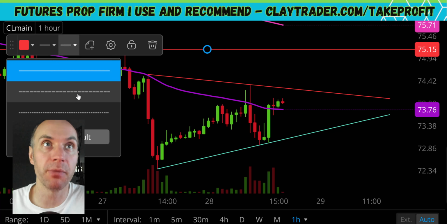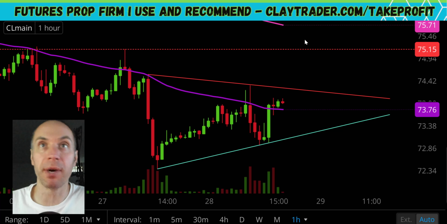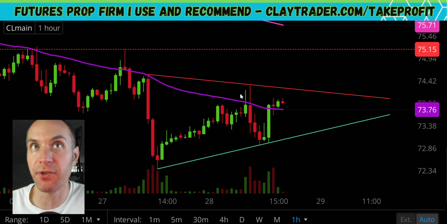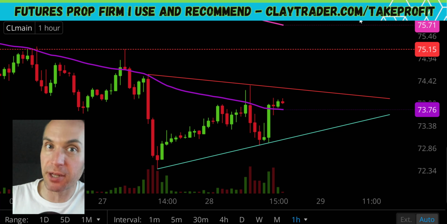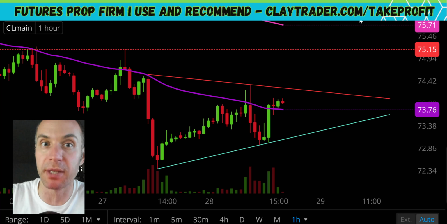I'll make that look a little bit different. There we go. So keep an eye on that, but one hurdle at a time. First, got to see if you can get a breakout of this wedge formation. But yeah, maybe, just maybe, the bulls are going to make a little bit more of an appearance here on crude. We'll see what happens.